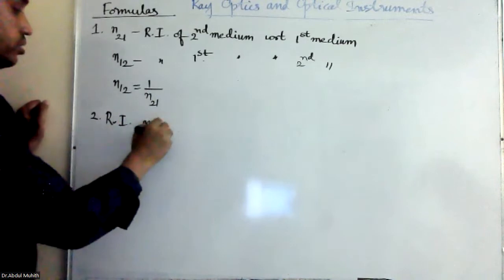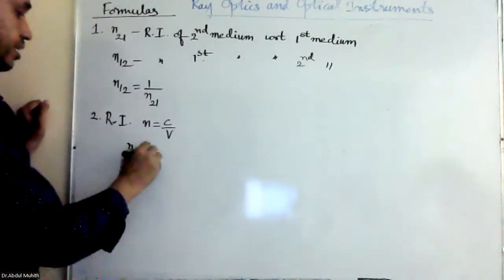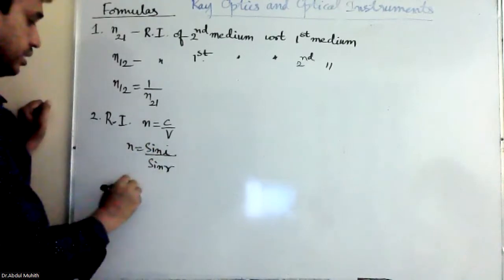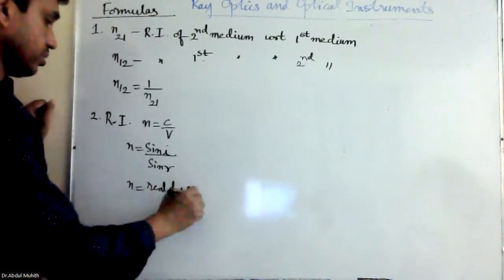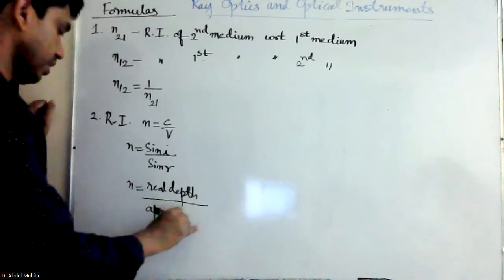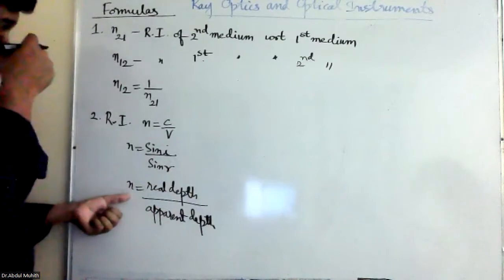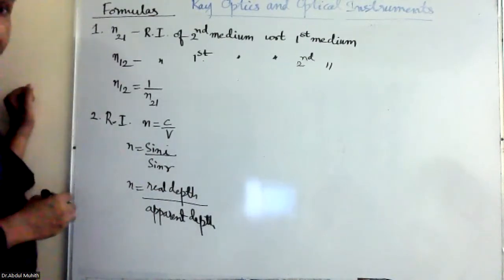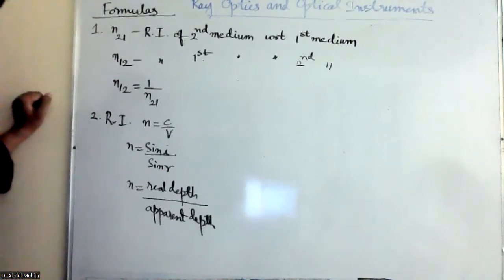n is equal to c by v, and n is equal to sin i by sin r. And the third one is n is equal to real depth upon apparent depth. This third one is very, very important. They ask questions from this particular formula every time. So the three formulas: n is equal to c by v, sin i by sin r, and that is also equal to real depth upon apparent depth.